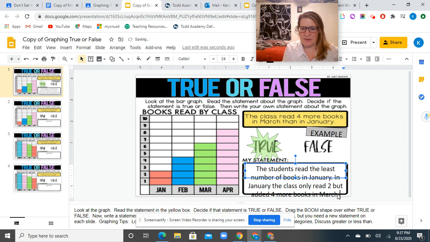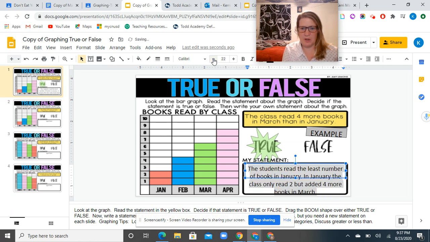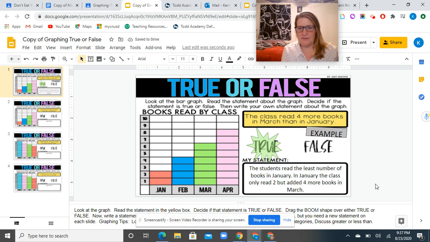My typing doesn't quite fit in the box, so if I want to make it look better, I can shrink it some by highlighting it all. You guys are going to get so good with all these techie things. I'm pushing this smaller button. There, now it fits in the box. And I finished this slide. So good job. Now you're going to go on to the next slide.